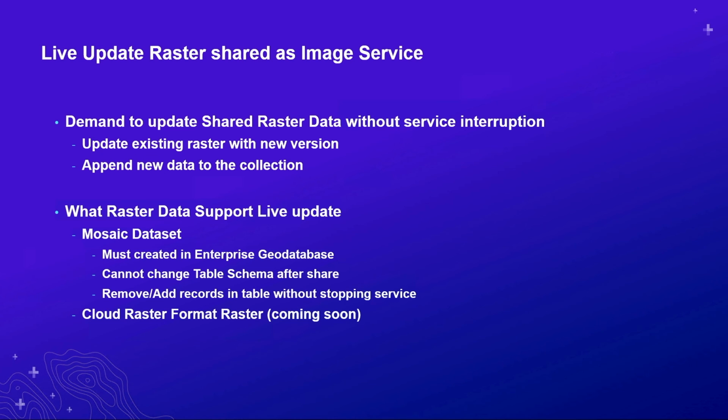Now, ArcGIS Image Server also provides a solution for you to do that. What kind of raster data do we support live update after you share as an image service? You can utilize a Mosaic dataset. There are certain requirements in order for you to update a Mosaic dataset once it's published as a service.